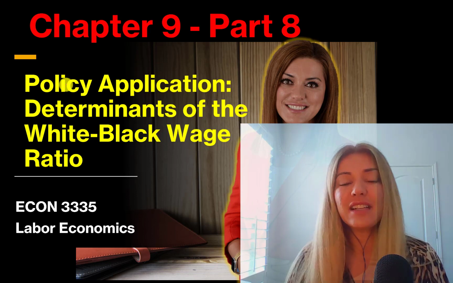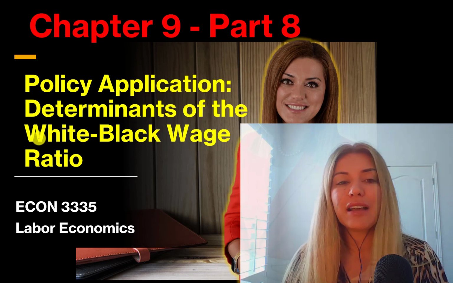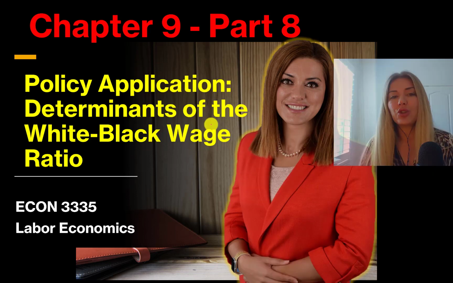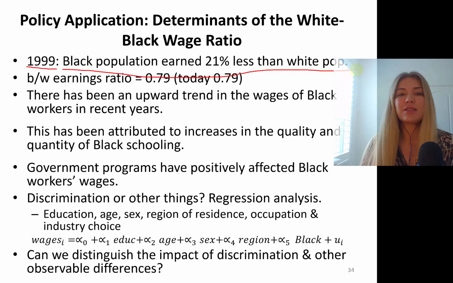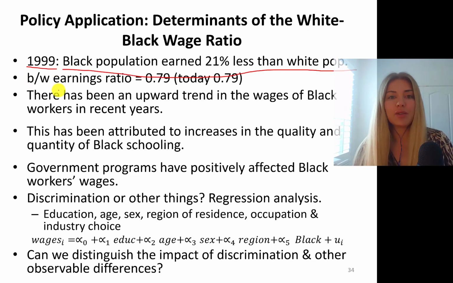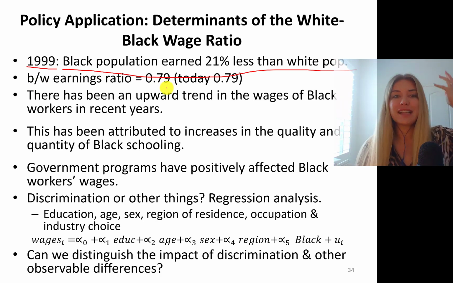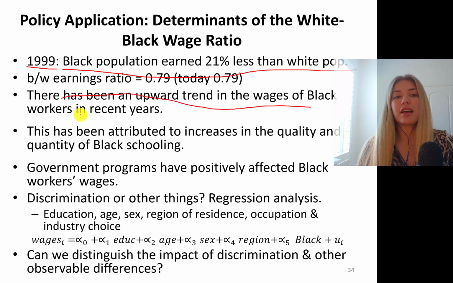Okay, let's get started. So this is the black and white wage ratio, the determinants of this. Let's take a look. So in 1999, the black population earned 21% less than the white population, okay? And the black-white earnings ratio was 0.79, right? 21% less. Today, it's the same, okay?